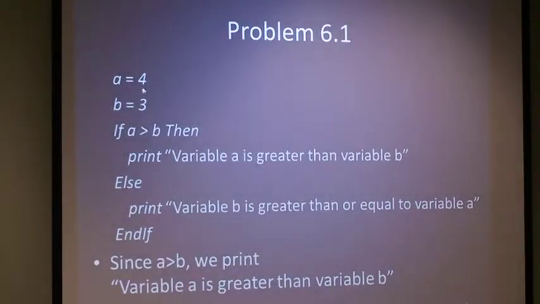If A is given the value 4, you do the right to left assignment, right? 3 stored in B. Will this be true or false? At this time it's true, right? 4 is greater than 3. So it's going to print variable A is greater than variable B. If it was false, if I reverse these, exchange these values, do you think it will print this one? Yes. Now is this pseudocode?